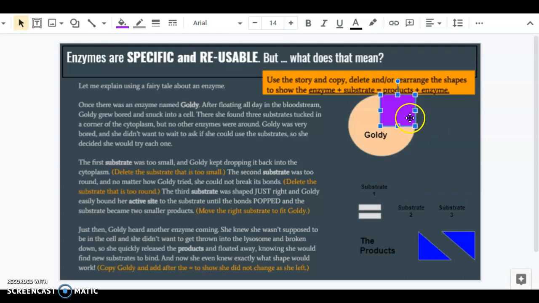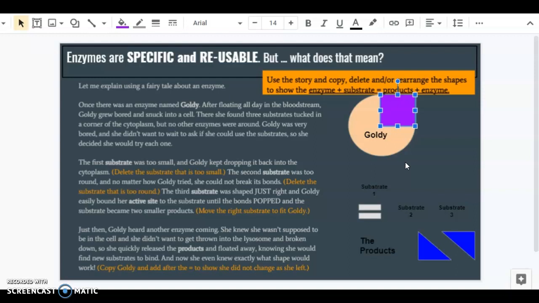And the bonds popped, and the substrate became two smaller products. Just then, Goldie heard another enzyme coming. Oh no. She didn't want to get thrown into the lysosome for being in the cell where she wasn't supposed to be, so she quickly released the products and floated away, knowing she would find new substrates to bind. And now she knew exactly what shape would work.